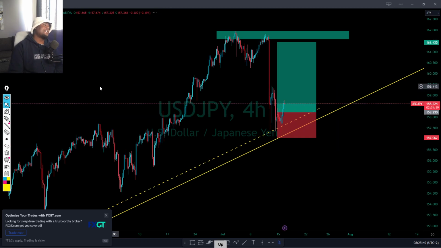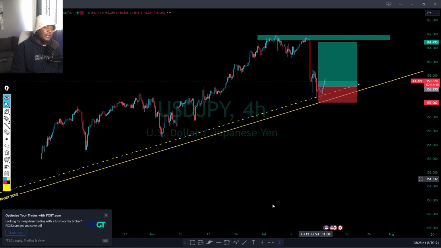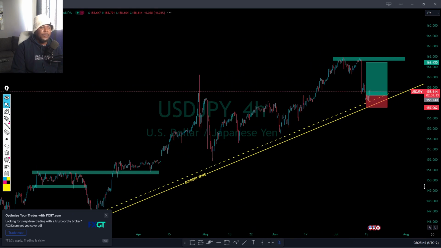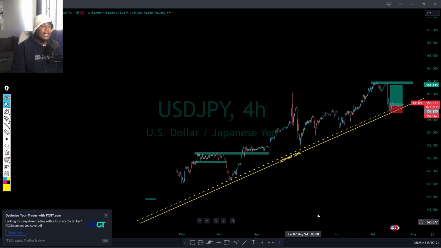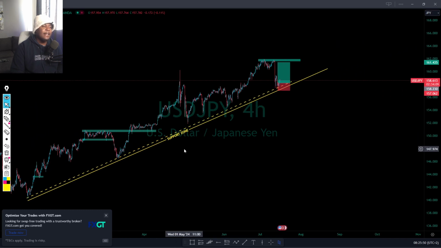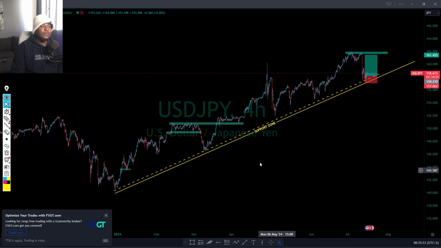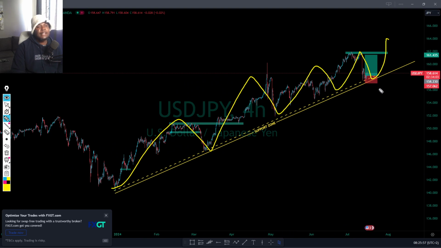Let's go to the next one, which is USD JPY. We are already smashing this one, quite similar to CAD JPY. The overall structure here is a very nice bullish move, a nice uptrend. So the market is moving like that. We just touched our support area, so we expect to see the market continuing going up.